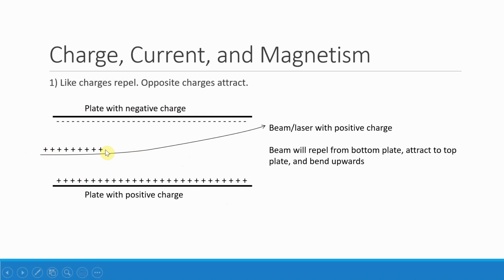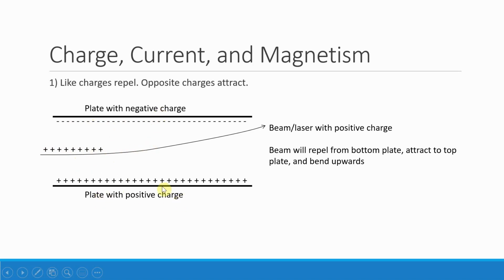And what's going to happen is it's going to bend the beam, and they might ask you to know which way it's going to bend. And you might think, how on earth would I know? But it's just following the same rule of like charges repel and opposite charges attract. So let's take one plate at a time. If I have a positive beam and a negative plate, those are opposite charges, so they're going to attract. So this beam is going to be pulled towards this top plate, which is why it's bending upwards.